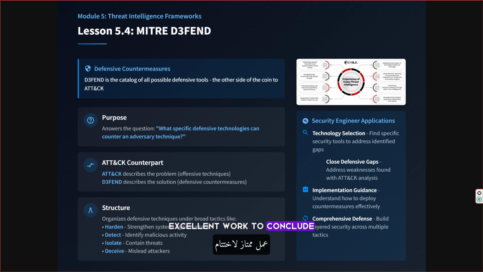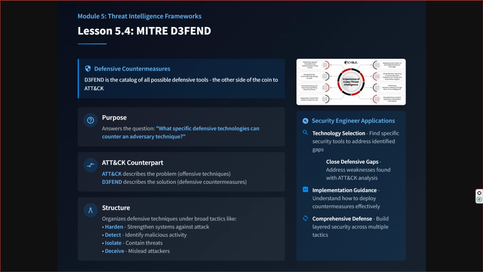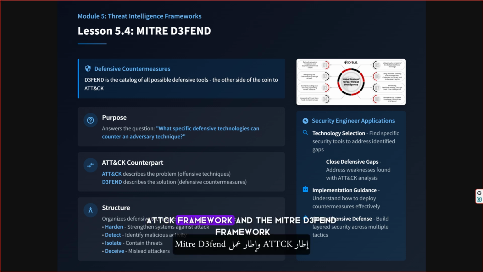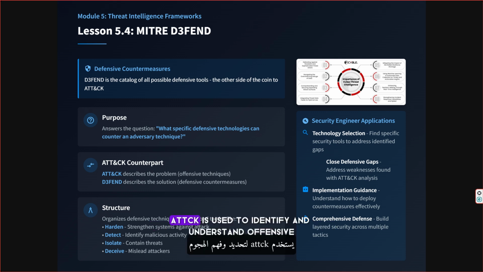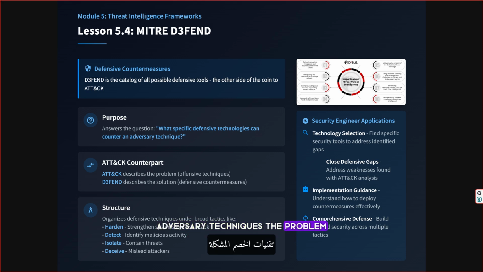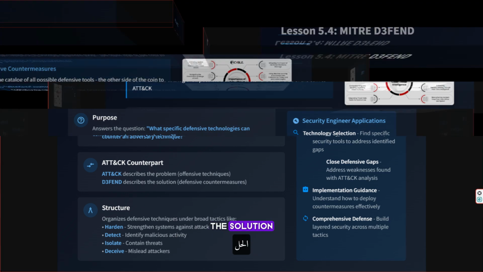Excellent work. To conclude, let's put these two frameworks together. Here is your prompt. In a comprehensive security strategy, what is the relationship between the MITRE ATT&CK framework and the MITRE D3 framework? They are complementary frameworks. ATT&CK is used to identify and understand offensive adversary techniques, the problem, while D3 is used to identify and select the appropriate defensive countermeasures and technologies to mitigate those techniques, the solution.